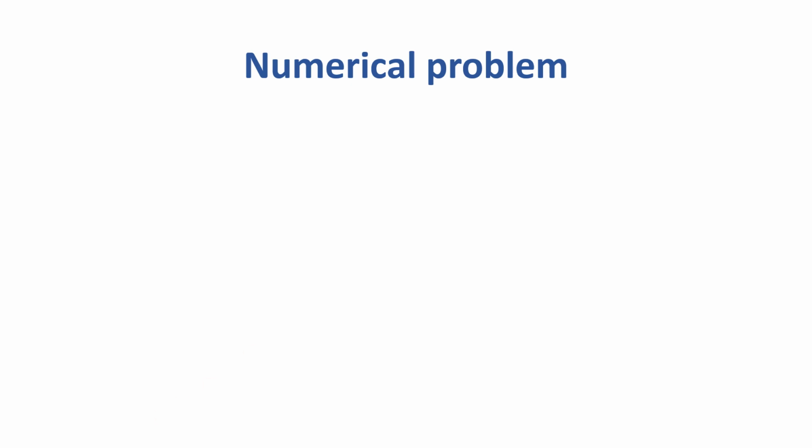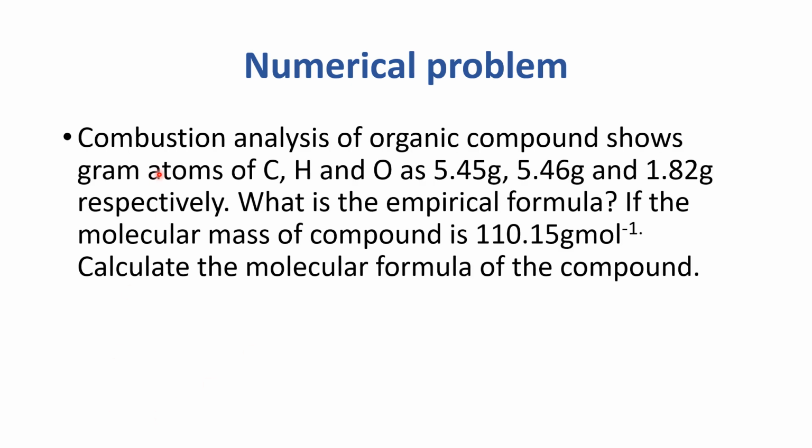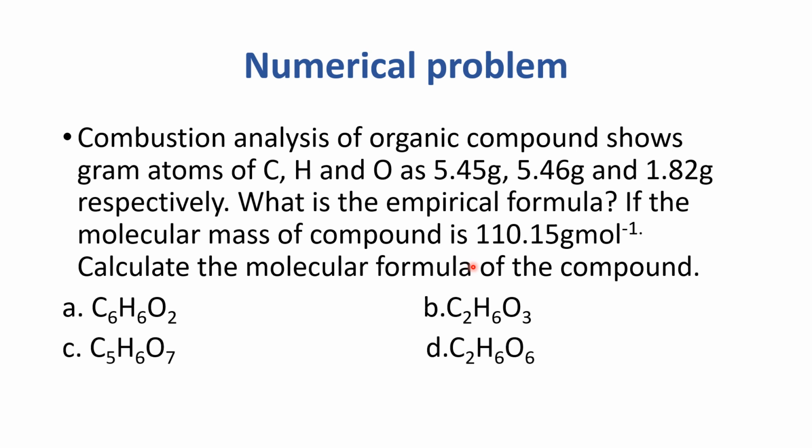Here is a numerical problem. Combustion analysis of an organic compound shows gram atoms of carbon, hydrogen, oxygen as follows. What is the empirical formula? If the molecular mass of the compound is 110.15 gram per mole, calculate the molecular formula of the compound. The options are C6H6O2, C2H6O3, C5H6O7, C2H6O6. And the right option is C6H6O2. In the next slide, we will see the solution.